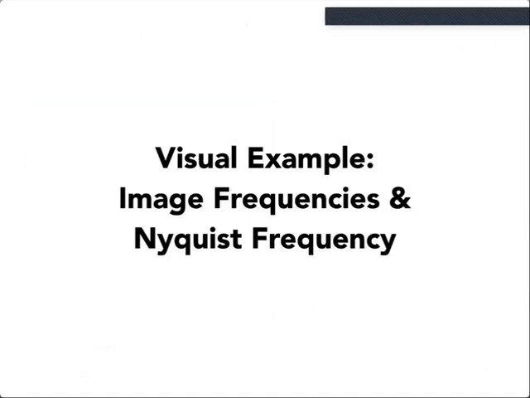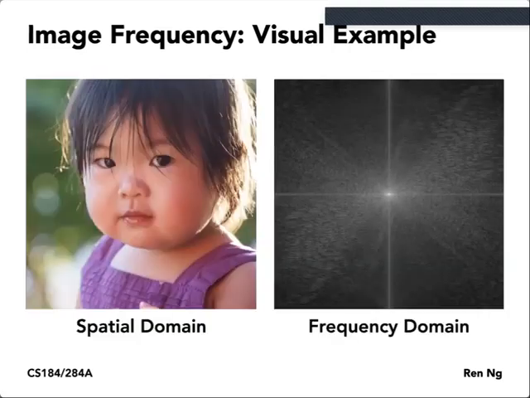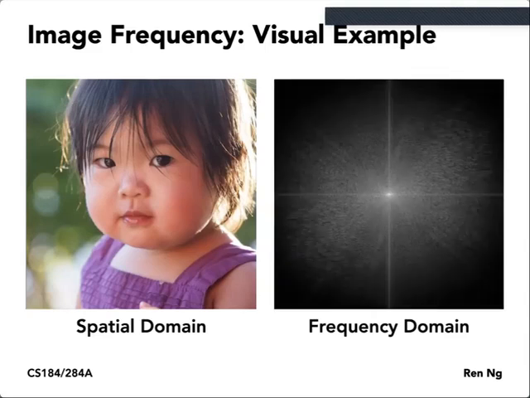I want to show you an example with real photographs. Okay, so let me show you a visual example with image frequencies and where the Nyquist frequency is. What I'm going to show you is a sequence of photographs at 512 by 512, and we're going to progressively blur that image, see how the frequency spectrum shrinks, and see what the maximum frequency looks like, and then we'll compare it to a sampling rate after that. But first, let me show you a photograph. This is the frequency domain on the right-hand side.